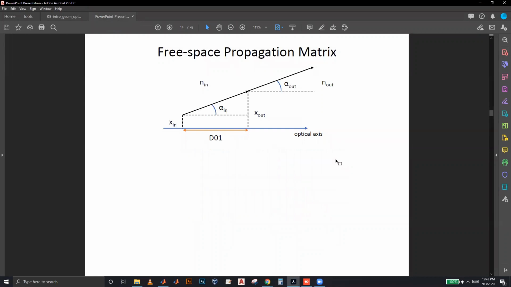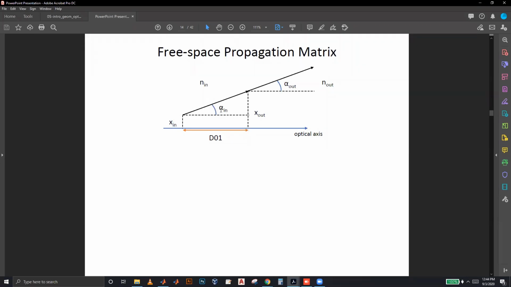So I have drawn out again the case for the free space propagation. You have one ray which is just traveling in space. So in this system, although I have generally pointed out N in and N out, there is no difference, right? There are no two media to consider. There's just one medium, which is whatever this space is. So N in equals N out.